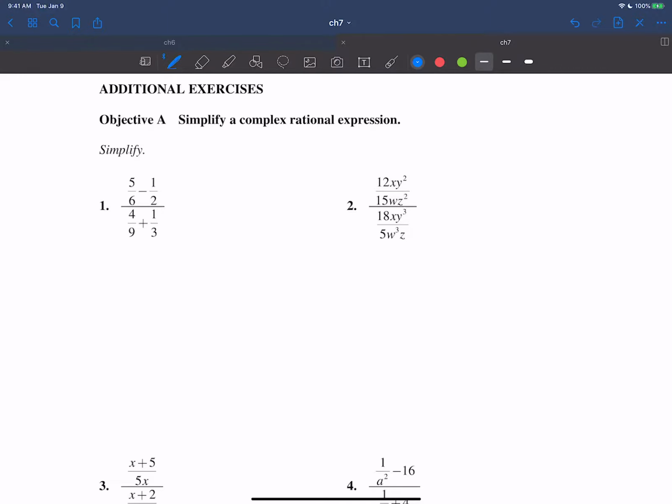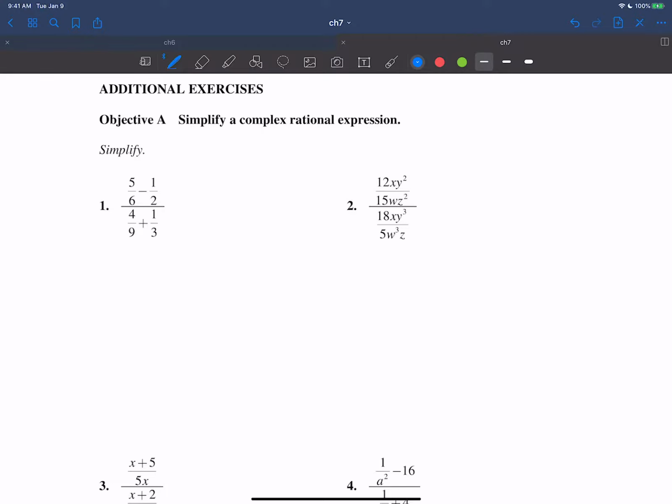So let's look at number 1. 5 over 6 minus 1 over 2, over 4 over 9 plus 1 over 3. By finding the LCD, we will be able to get rid of all the denominators that are within the entire rational expression.